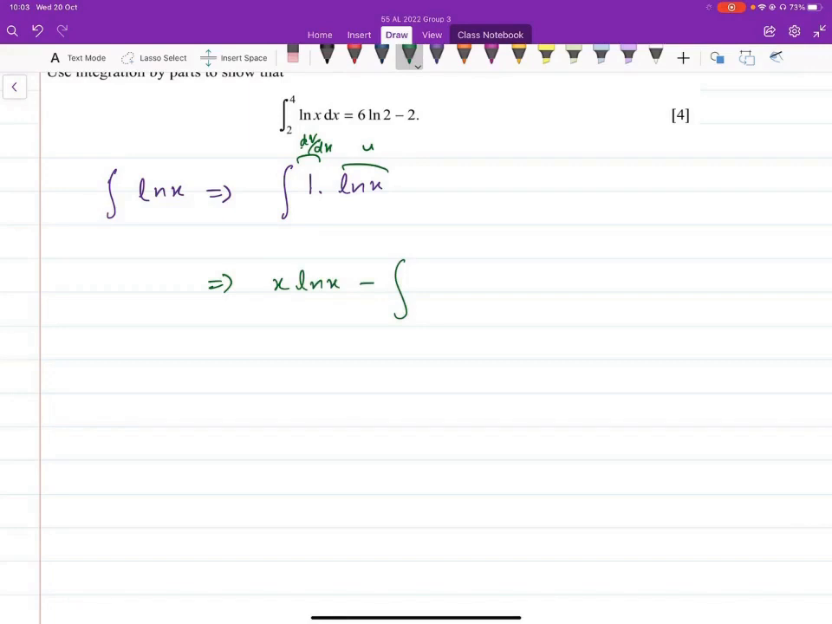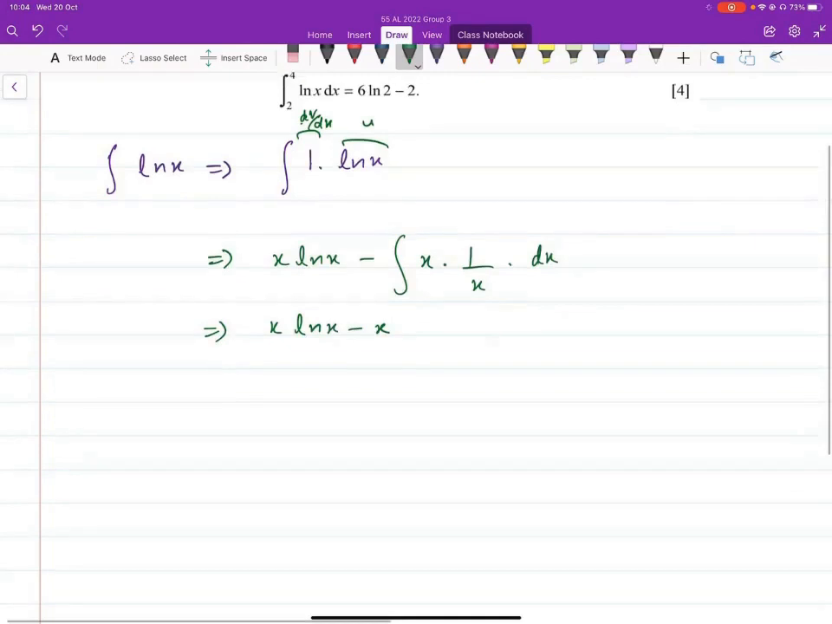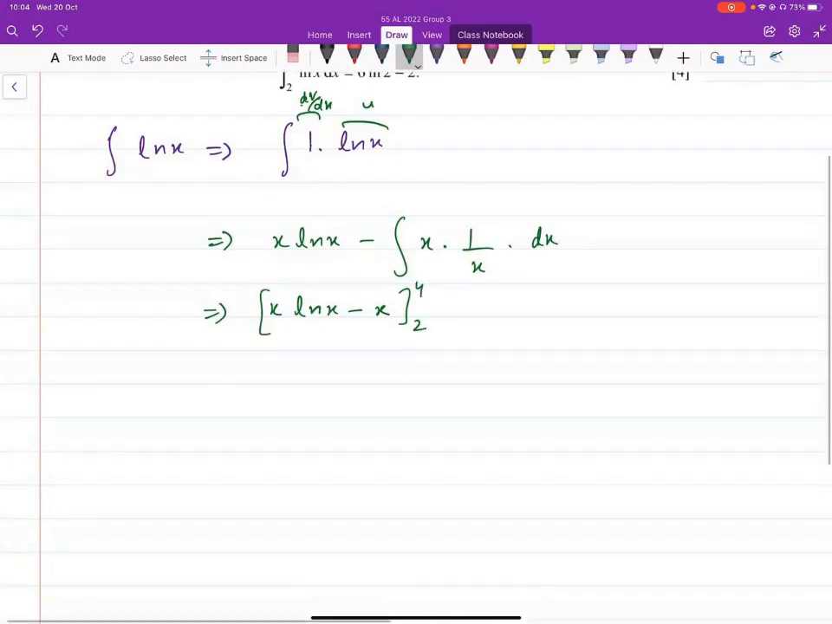integral of x into 1 over x into dx, and that gives you x ln x minus x. We've done this integration just now. Now we input the limits, and the limits are 2 to 4. We get 4 ln 4 minus 4 minus 2 ln 2 minus 2.